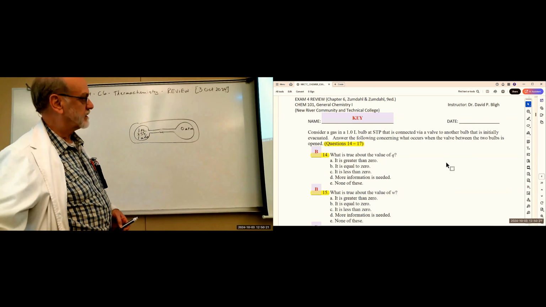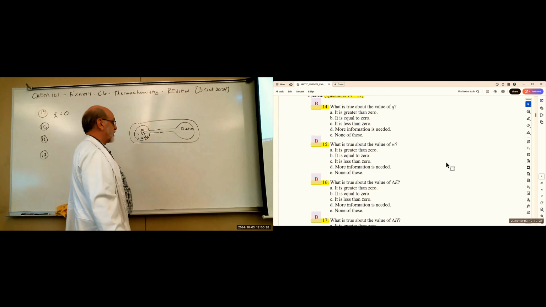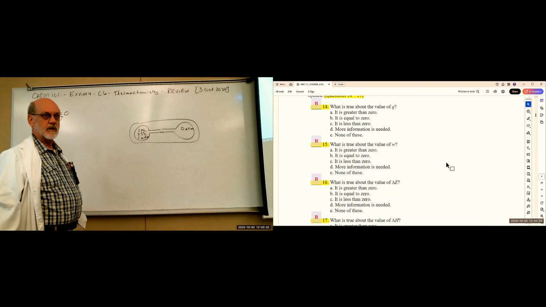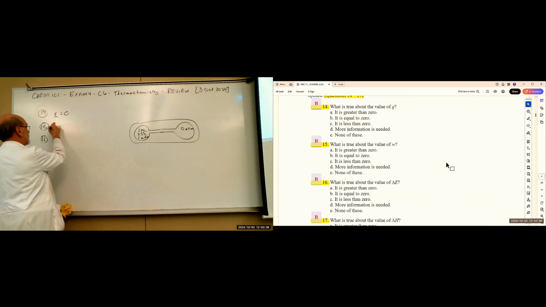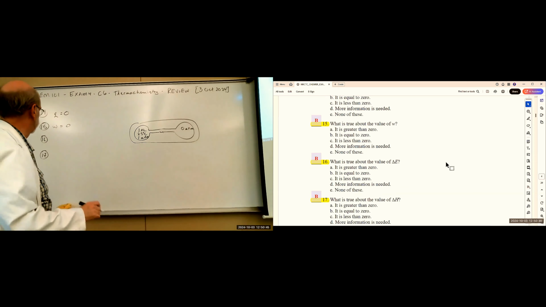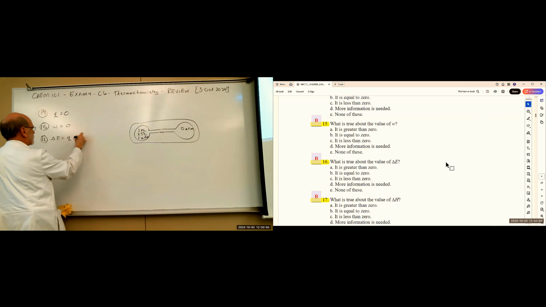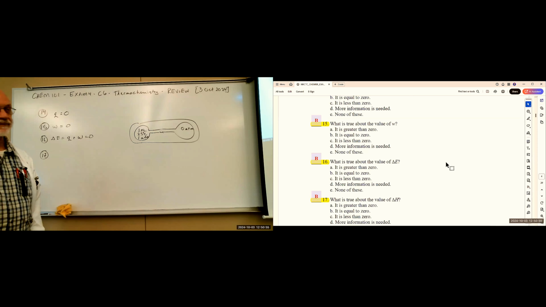All right, 15. What's true about the value of W? Well, the gas expanded, but did it expand against a pressure? No. There was no opposing pressure for this gas as it expanded, so it didn't do any work either. All right, how about delta E? Well, remember delta E is equal to Q plus W. If both of them are 0, then delta E is equal to 0.